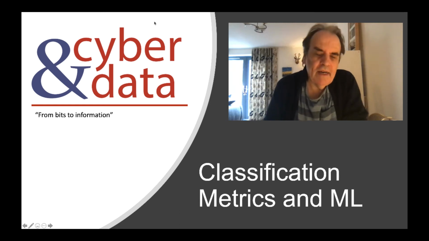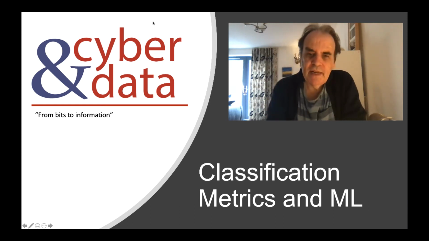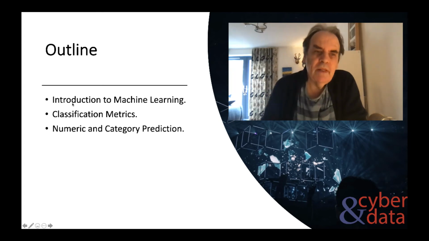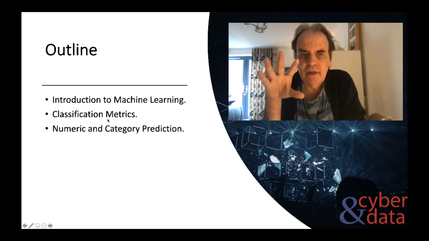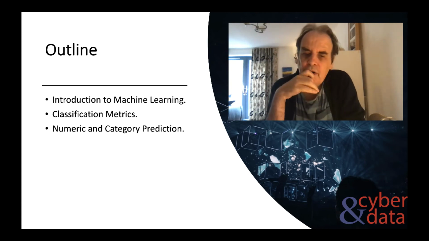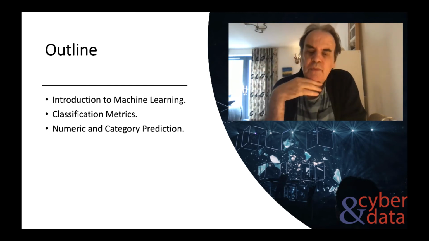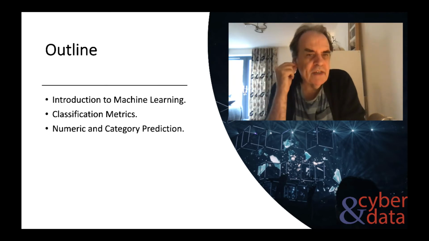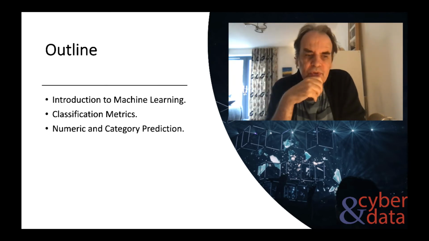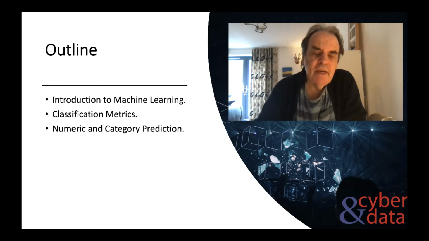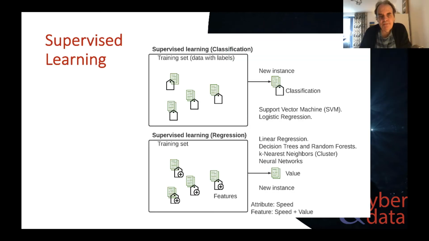So let's have a look at classification metrics and machine learning. Along the way, we'll introduce the concept of machine learning, and then we'll look at some of the classification metrics that we can use to determine whether we're successful or not. In cybersecurity, we often use the concept of true positives and false positives, and then base our metrics on those evaluators. And then at the very end, we'll have a look at some numeric and categorical prediction.